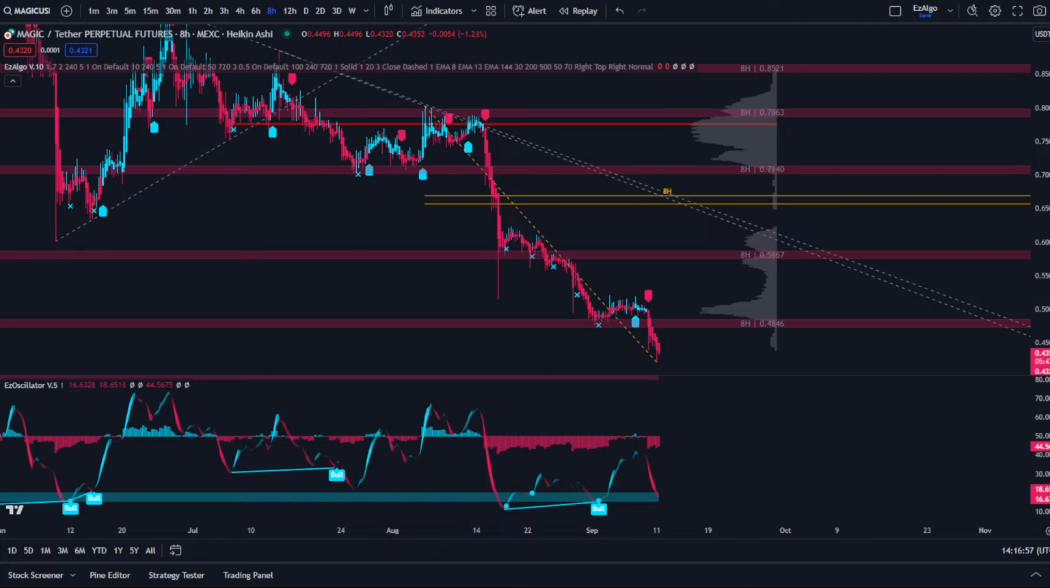So now that you've got EzAlgo, how do you use it the most effectively? What inputs do you use? What settings should you use, etc.? So we're going to start from the very beginning, all right?